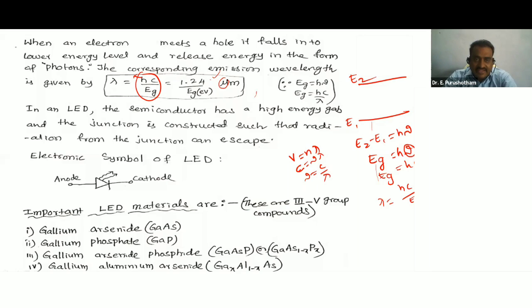In an LED, the semiconductor has a high energy gap. So this is Eg, high energy gap, so it has low wavelength. High energy gap means indirectly it has low wavelength. So the semiconductor has a high energy gap, and the junction is constructed such that radiation from the junction can escape. We will discuss in construction how it will escape from the top surface.